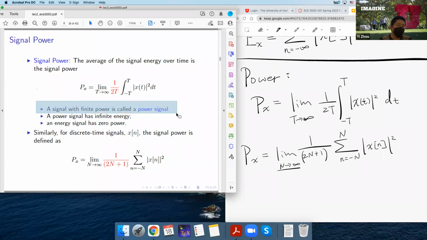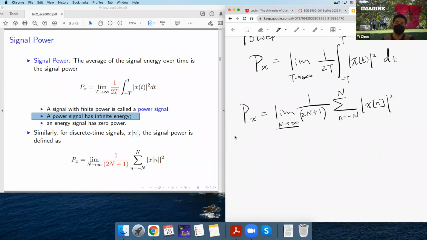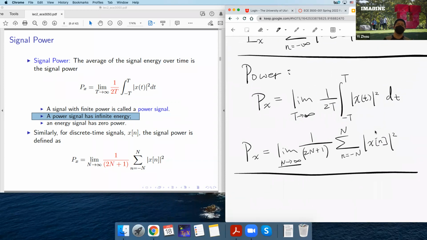And then we will call a signal with finite power a power signal. Just a definition. Okay, and here are two comments. The first one is that a power signal has infinite energy. So what is a power signal? A power signal means the signal power is finite. And this statement says that a power signal has infinite energy.